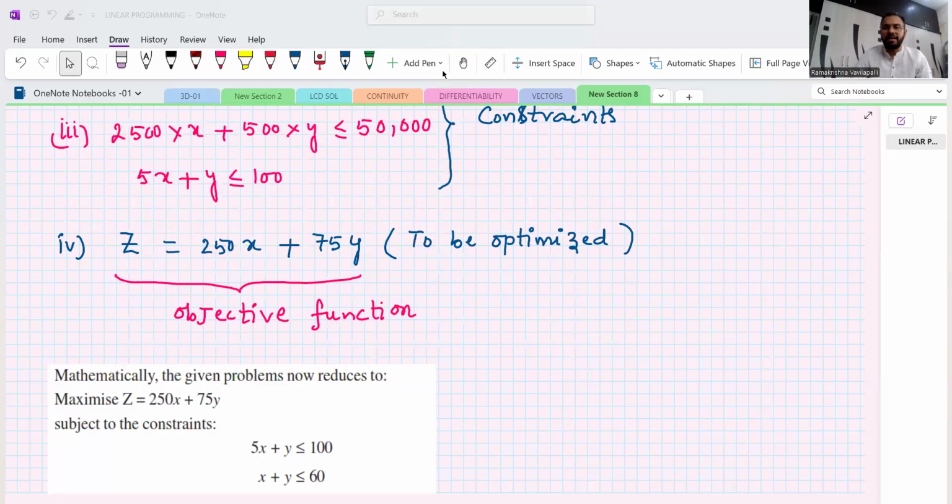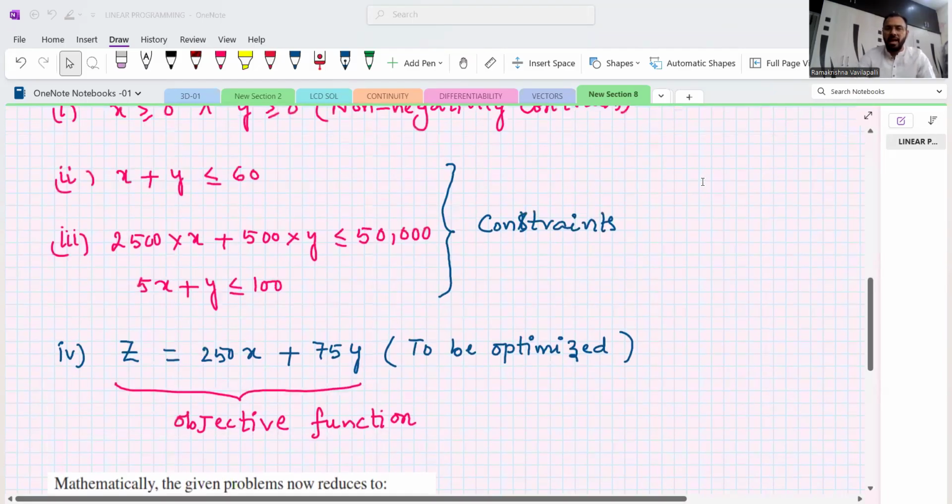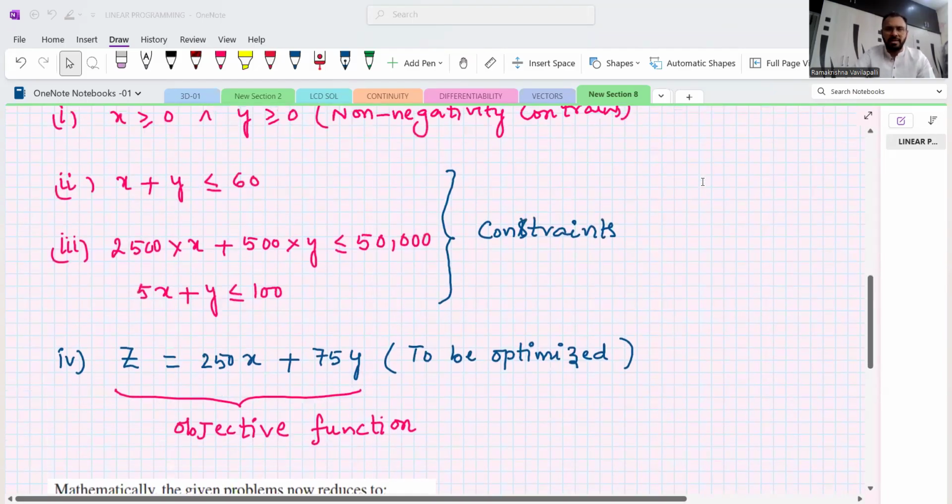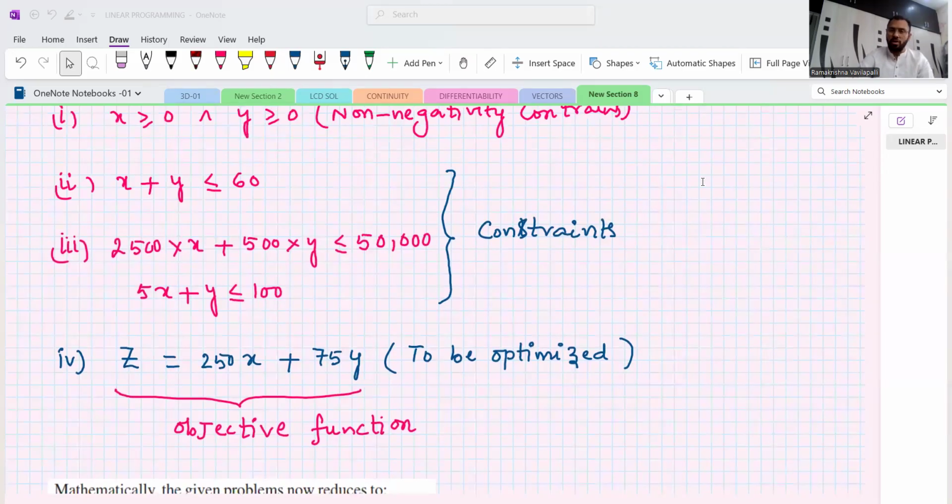So we have created two variables x and y. x is the number of tables and y is the number of chairs. And x and y are non-negative. The maximum number of pieces in that hall is 60, so x plus y is less than or equal to 60. Your maximum investment is 50,000 rupees. Table cost is 2,500 and chair cost is 500 rupees. So 2,500 into x plus 500 into y is less than or equal to 50,000. These two are known as constraints.